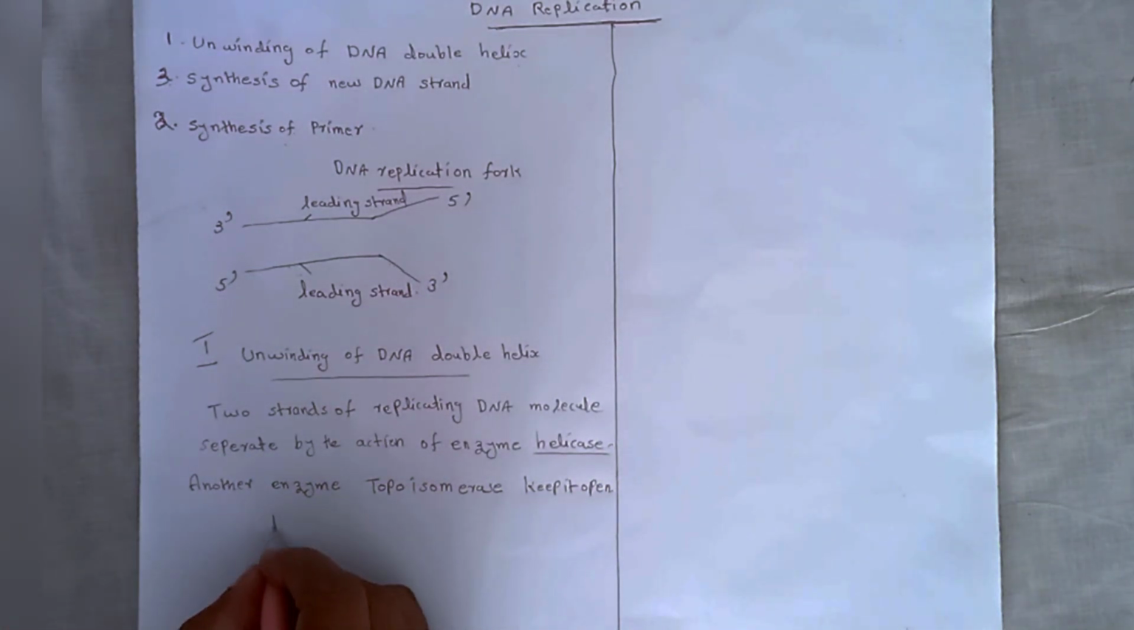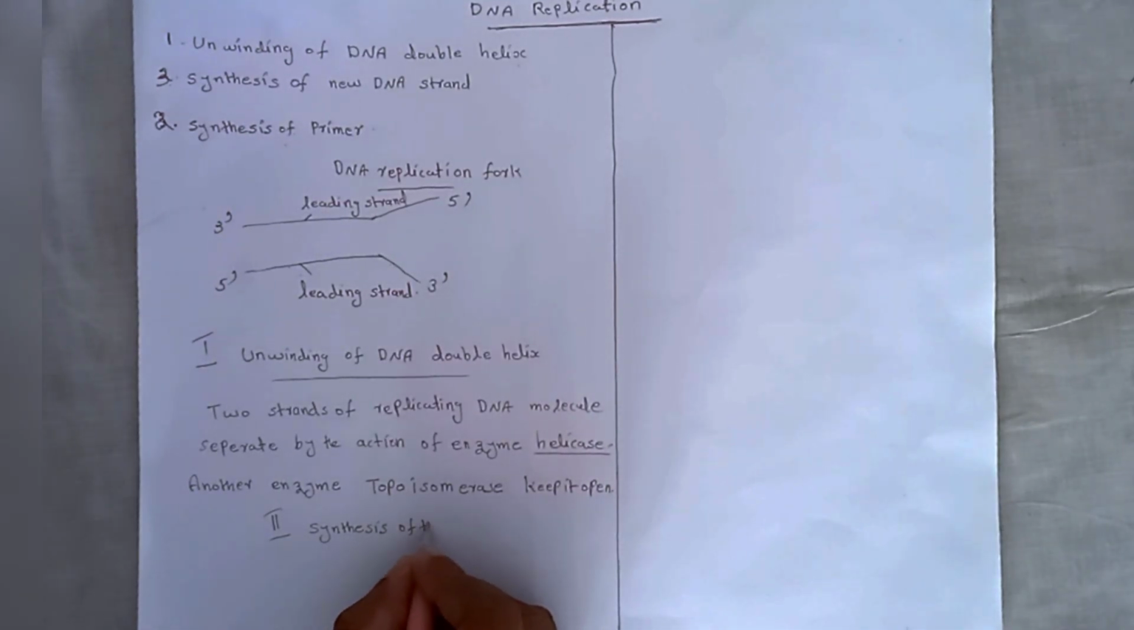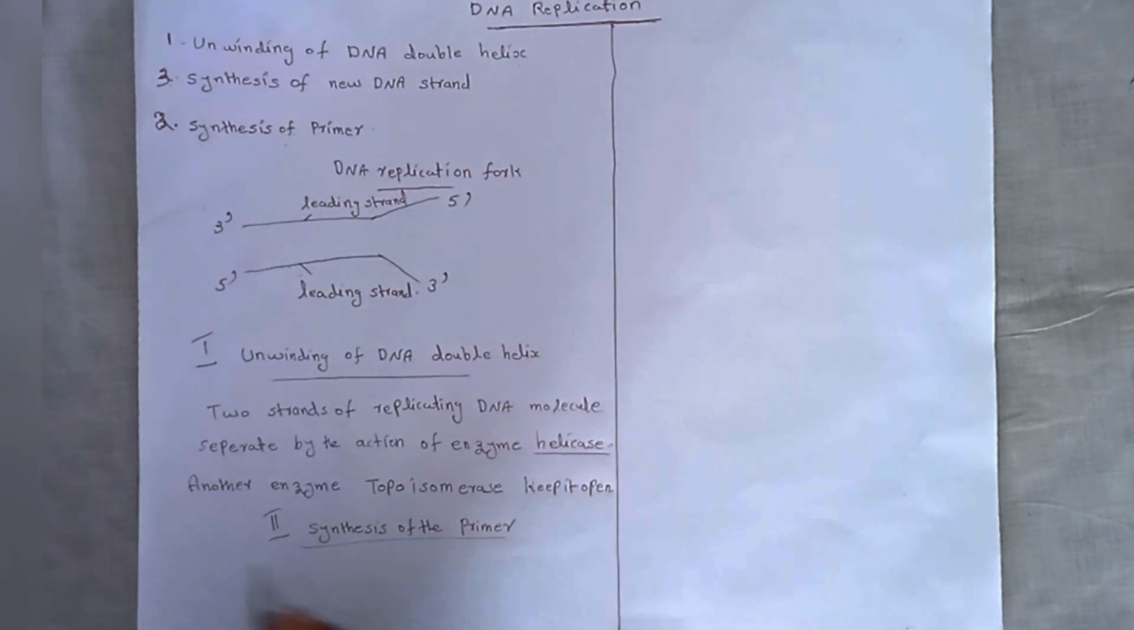Second step, synthesis of the primer. Primer is a short RNA molecule of about 5 to 10 nitrogen bases. It is formed in the presence of the enzyme primase.